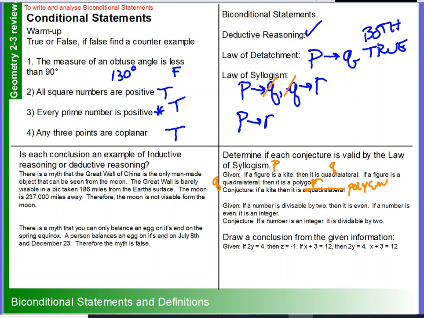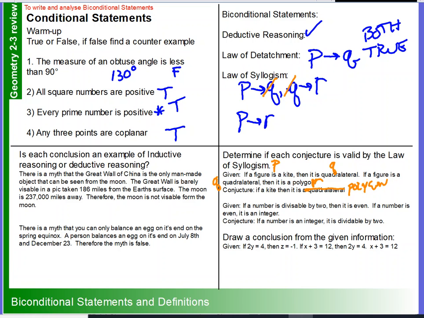So then, since P is true, Q is true. Since Q is true, R is true. Therefore, if P is true, then R has to be true. A kite is a polygon. That's not too bad to follow, yes?